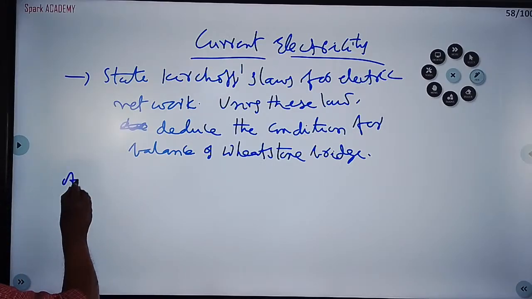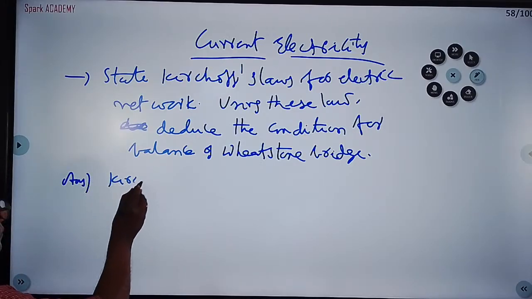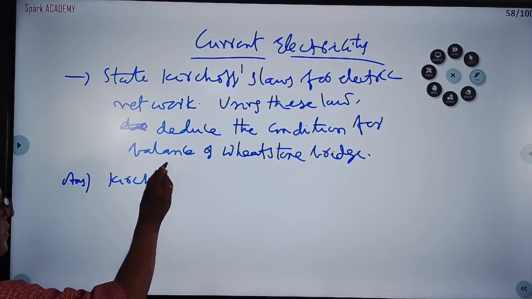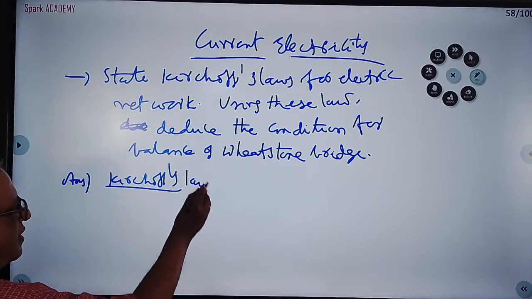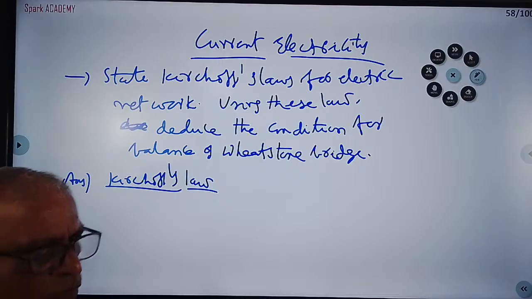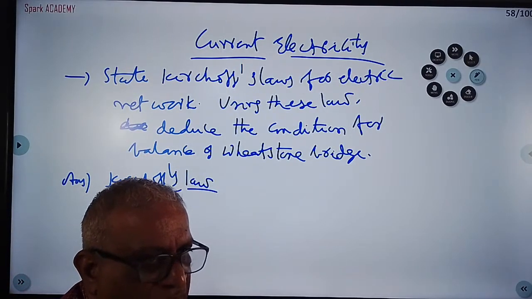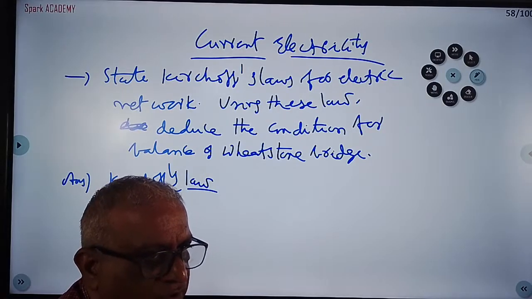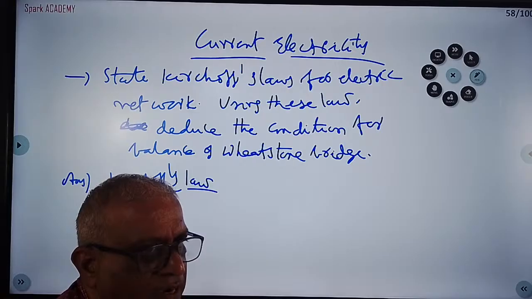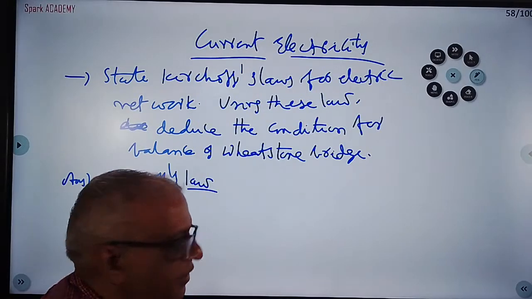What is Kirchhoff's first law? This is used for complicated networks. For single loop circuits, Ohm's law is enough. What is Ohm's law? V is equal to IR, where V is potential difference, I is current, R is resistance. I is V by R. That is valid for conductors at constant temperature.